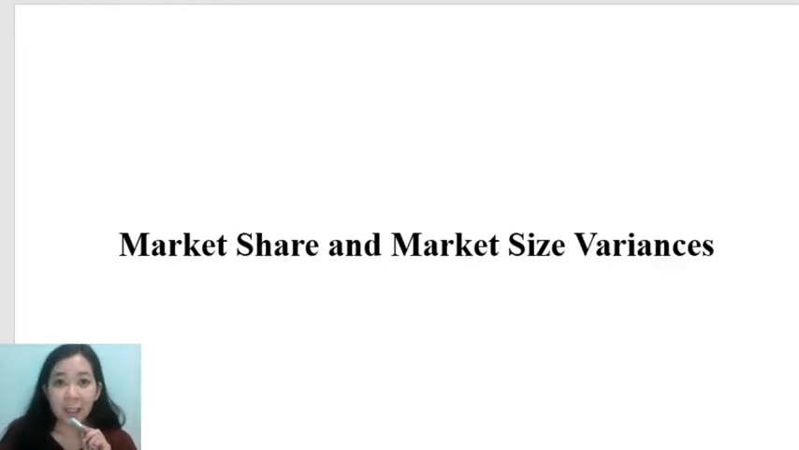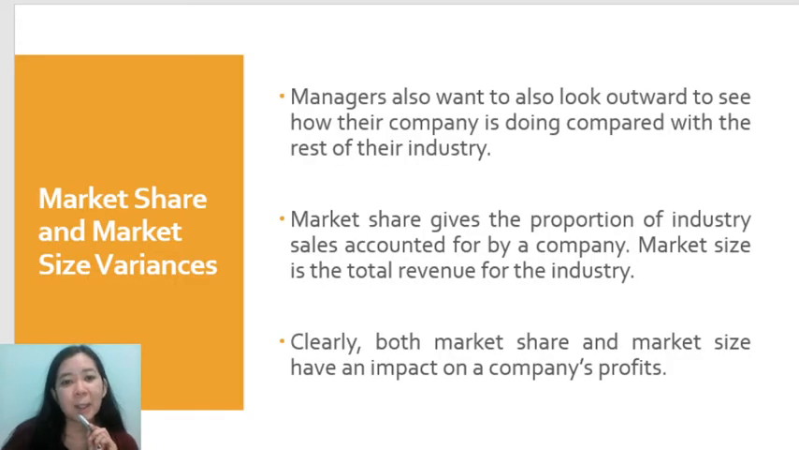The next variance analysis is the market share and market size variances. Here, managers also want to look outward to see how their company is doing compared with the rest of the industry that they are in. Market share gives the proportion of industry sales that is accounted for by the company. Market size is the total revenue for the industry. Clearly, both market share and market size have an impact on the company's profit.